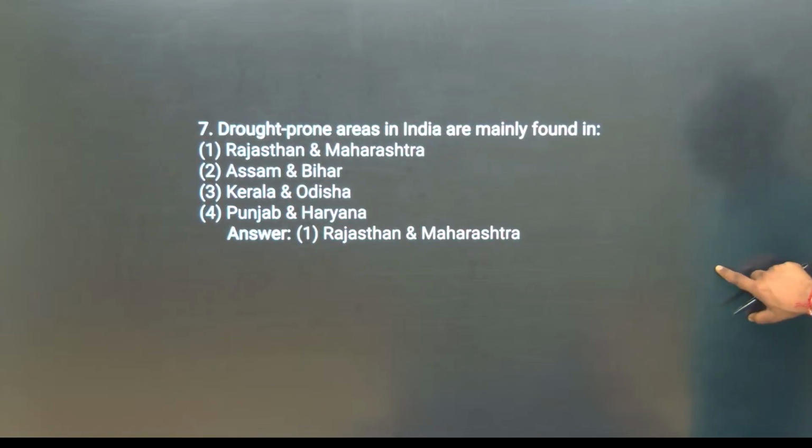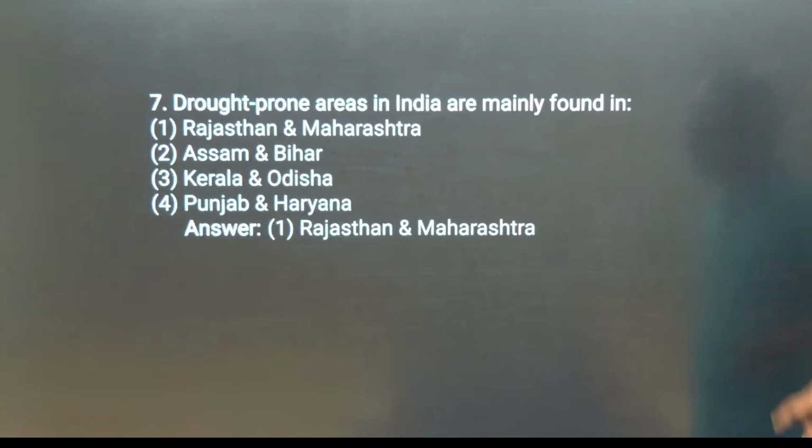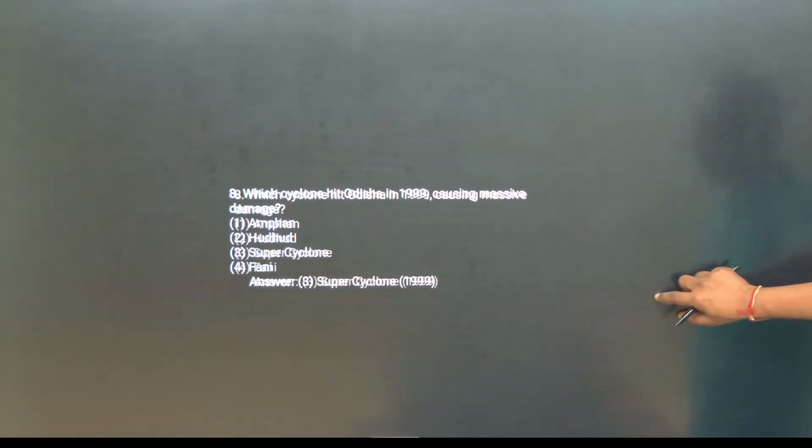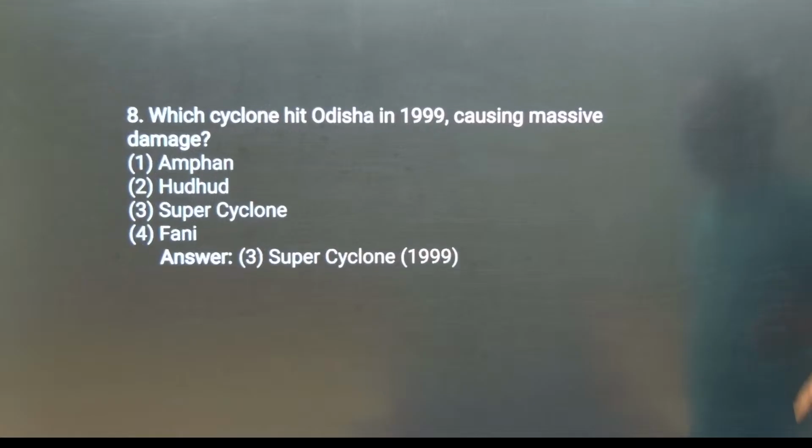Drought prone areas in India are mainly found in Rajasthan and Maharashtra. Which cyclone hit Odisha in 1999 causing massive damage? The Super Cyclone of 1999.